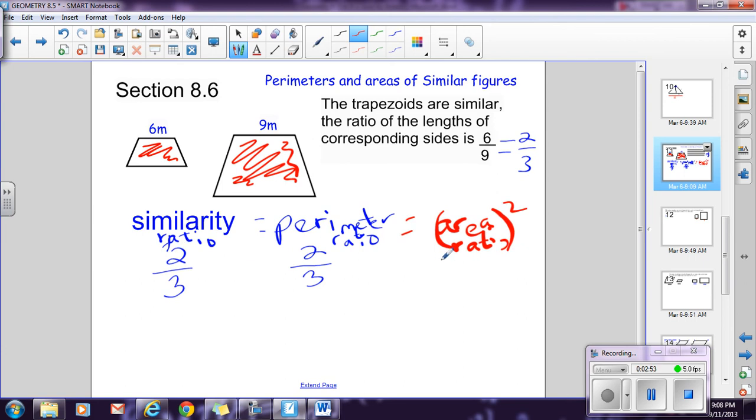You take the similarity ratio, which is 2 over 3, and you square the 2 and you square the 3. What is 2 squared? That should be a 4. What is 3 squared? It's going to be 9. So the ratio between their perimeters is going to be 2 over 3. It stays the same as the similarity ratio, because it's just the length of the sides, correct? Perimeter is just the length of the outside. But area takes it to a second dimension. It's two-dimensional, so the ratio of the areas is going to be squared. The ratio of the area is really the similarity ratio, but just squared. So this is going to be 4 to 9. Pretty basic, pretty simple.